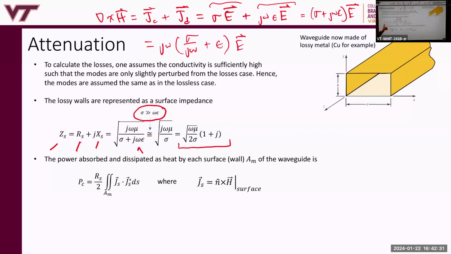All right, good. So that's the surface impedance for a highly conductive surface, like copper. The power absorbed and dissipated as heat by each of the surfaces in the wall of the waveguide is written as the following. This is similar to I squared R, so 1/2 I squared R. The power dissipated in conductive losses is Rs over 2, where Rs is the real part of this Zs, times the integration over the wall of the waveguide of Js dotted with Js conjugate, ds, where Js is n cross H evaluated at the surface.